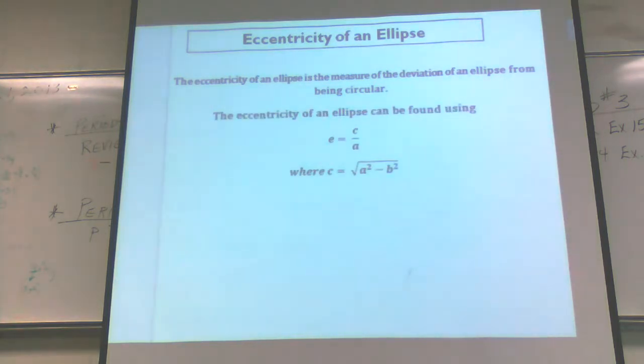The way you find it is you use the values of C and A. Okay? Because again, C would be how you're finding the focus points, and A would be how you're finding the vertices. So those are the two that you're going to put into a ratio. If this was a circle, they would be basically on top of each other, so there would be no deviation. Which means that the closer this value is to 0, the closer it is to a circle. Okay?